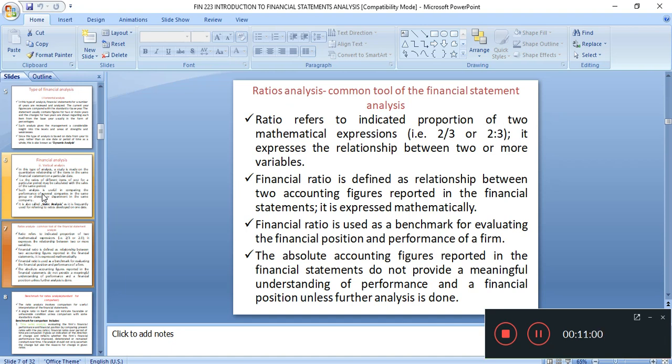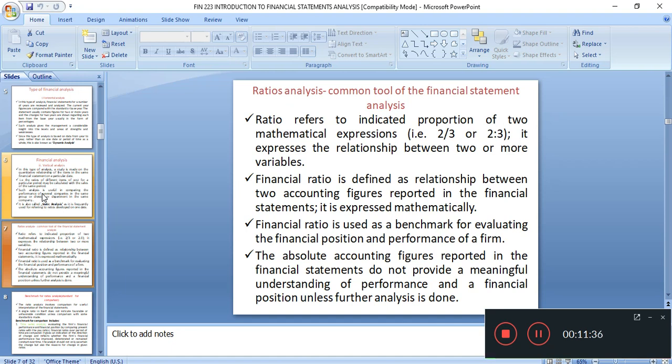It is expressed mathematically. A financial ratio is used as a benchmark for evaluating the financial position and the financial performance of the firm. Meaning here we use the two types of financial statements, the profit and loss account and the balance sheet in simple terms, and you compare. That means benchmarking how the firm is doing, evaluating their weakness in financial performance and financial position.